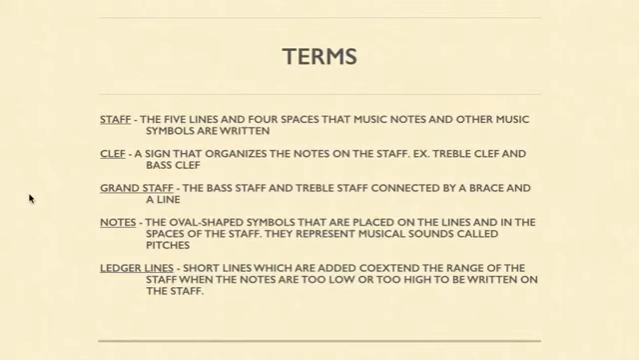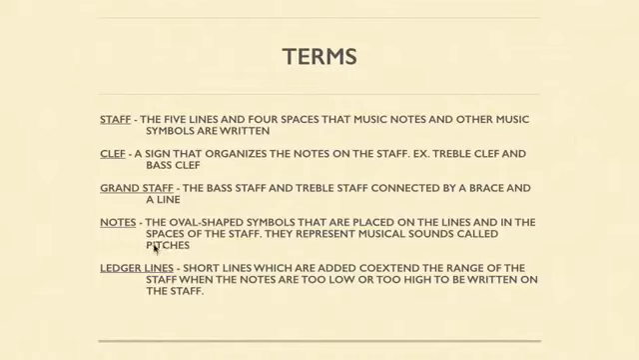Okay, now a couple of terms that I want you to be aware of. The staff, okay, the 5 lines and 4 spaces that music notes and other music symbols are written on. A clef is a sign that organizes the notes on the staff. For example, we have the treble clef and bass clef, right? The only 2 we've covered. Grand staff is both of them combined. Notes are the oval-shaped symbols that are placed on the lines and in the spaces of the staff. They represent musical sounds called pitches.